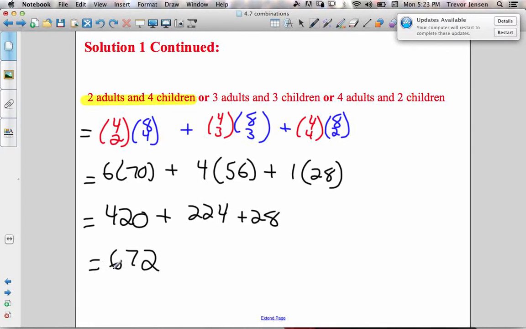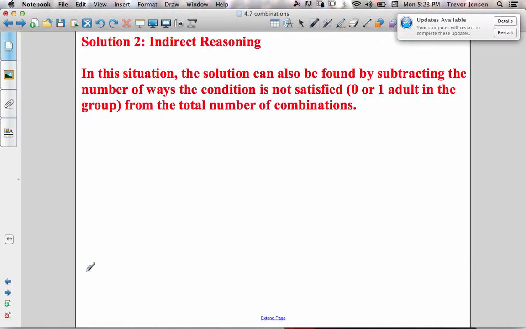I'm going to explain another way. I'm probably not going to write it all out though, because I don't want it to take too long. Another way we could have done this in this situation, we could also figure out the number of groups that have at least 2 adults by subtracting the number of ways the condition cannot be satisfied. So if we can figure out how many ways could we have 0 adults or 1 adult in the group of 6, and subtract that from the total number of combinations. So I'll write out the formula, but I won't actually do it all for you here.